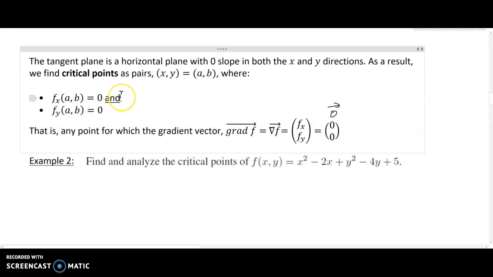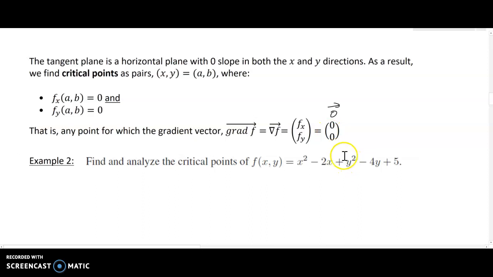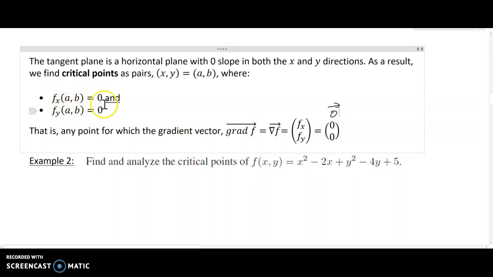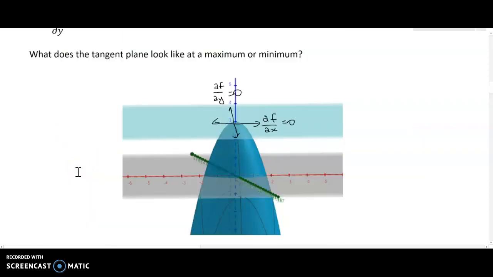In the previous video, we made the argument that for a critical point to occur, rather a potential maximum, potential minimum, or potentially neither point, requires that the gradient vector be equal to the zero vector. In translation, that means that the partial derivative with respect to x is zero and the partial with respect to y is equal to zero. If only one of those is equal to zero, that means nothing in terms of it being a maximum, minimum, or neither.